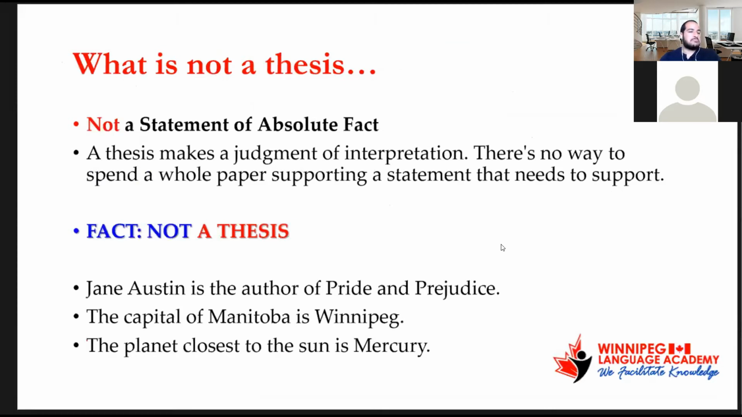So it is not an absolute fact. A thesis, you can't use an absolute fact as a thesis statement. So you can't say that Jane Austen is the author of Pride and Prejudice, because you won't have enough information to support this in your body paragraphs. Or the capital of Manitoba is Winnipeg, or the planet closest to the sun is Mercury. Just avoid these.